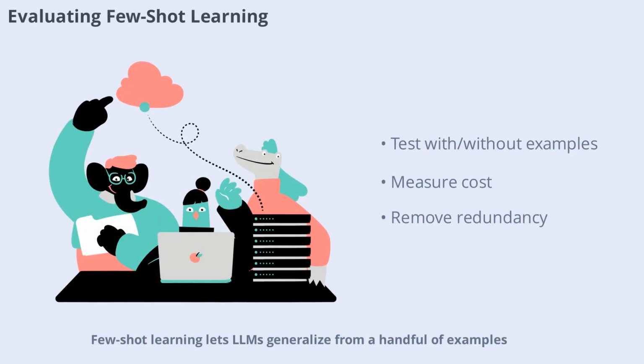Few-shot learning lets LLMs generalize from a handful of examples. Evaluate its effectiveness by testing with and without examples, measuring accuracy and cost. Remove redundant examples once the model is fine-tuned to minimize token usage without sacrificing performance.